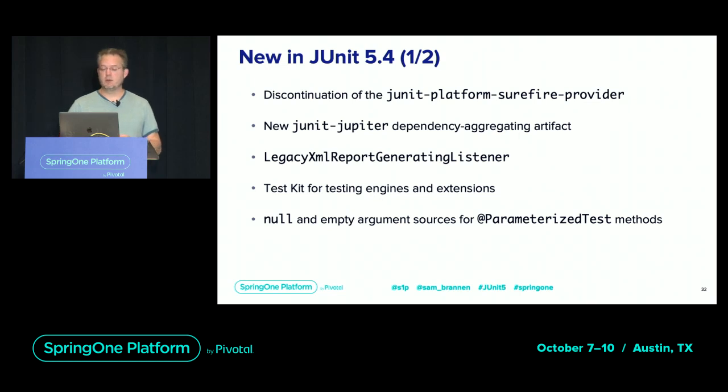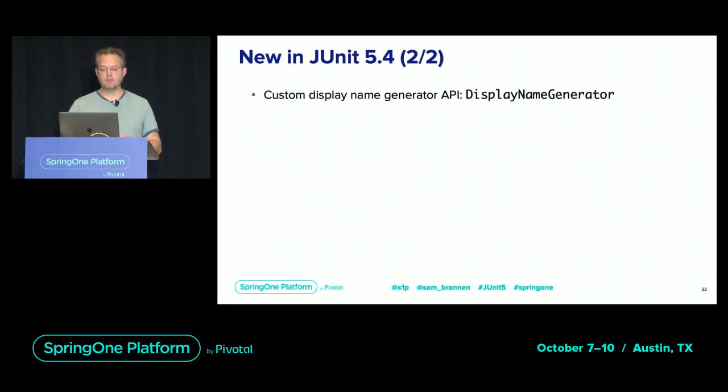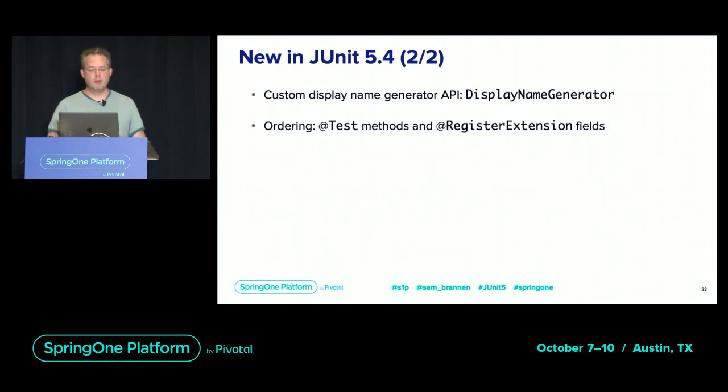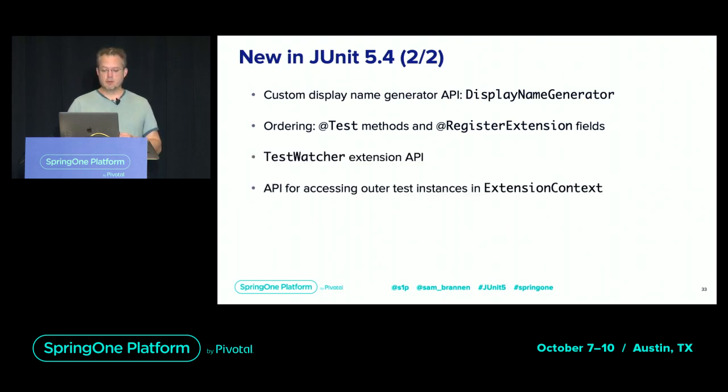For parameterized tests, we always add in, seems every release, new attributes, new ways to configure different things. So we have new null source and empty sources for those. And we also have @TempDir support. So there was a temporary directory support in JUnit 4 with a rule, and we now have annotation-based support in JUnit Jupiter. Also mentioned that before. Ordering, I said you could order the test methods. You can also order the extensions registered via fields, via register extension with the @Order annotation if you need to control the order for that.